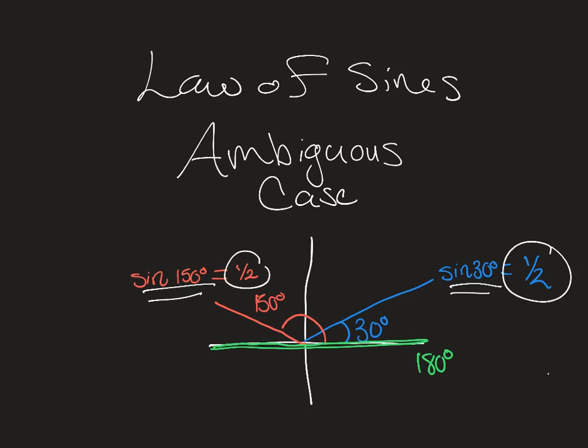So when we're doing law of sines using the sine trig function and staying in the first two quadrants, there are two different angles that could result in the same side length. This is where the ambiguous case comes from. We don't necessarily know which one of those two angles caused that side length, the 1/2 in this case, to happen.